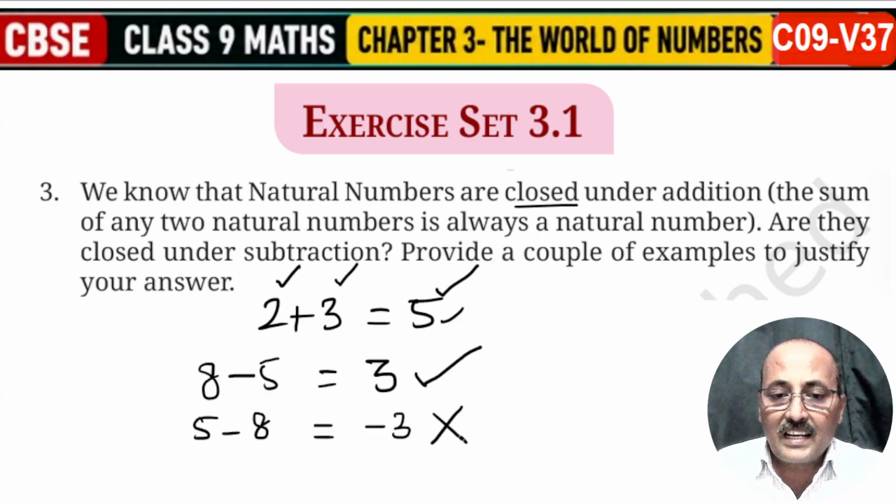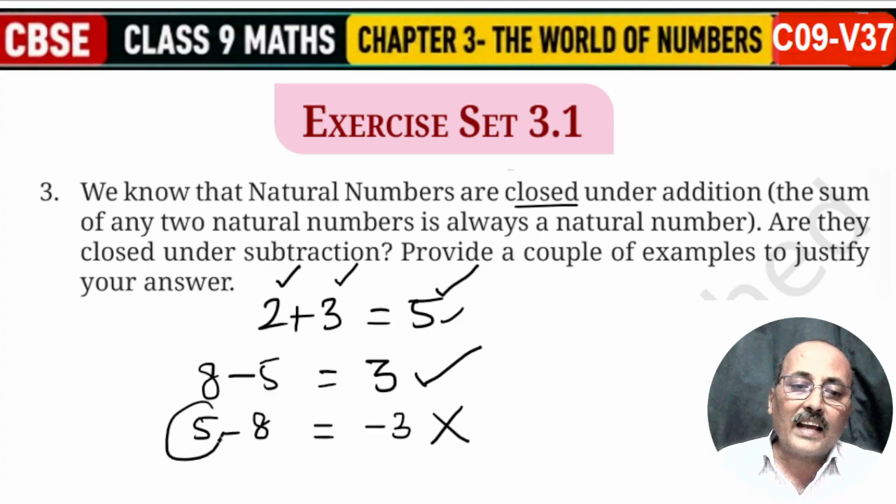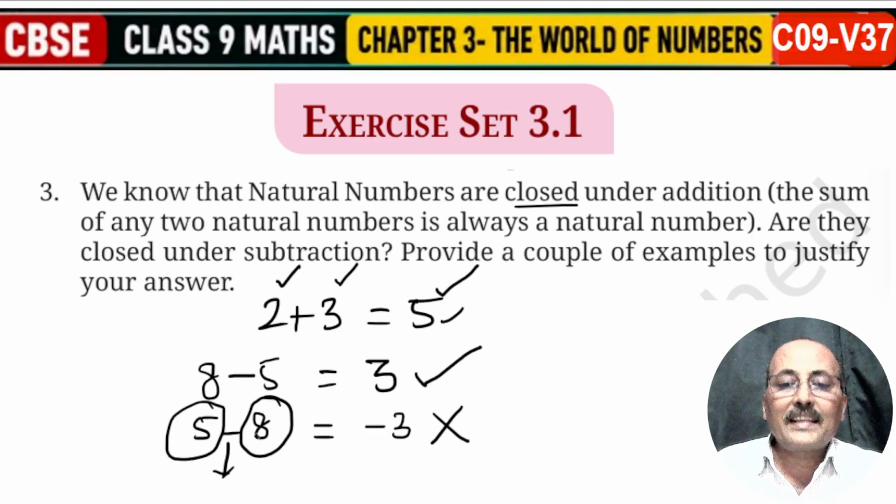This is not a natural number. 5 is a natural number. 8 is a natural number. When you subtract, the answer comes out as minus 3. That number is not a natural number. It is an integer. That means natural numbers are not closed under subtraction. What does it mean to be not closed under subtraction? It doesn't obey the closure property. The closure property is not true for natural numbers under subtraction.